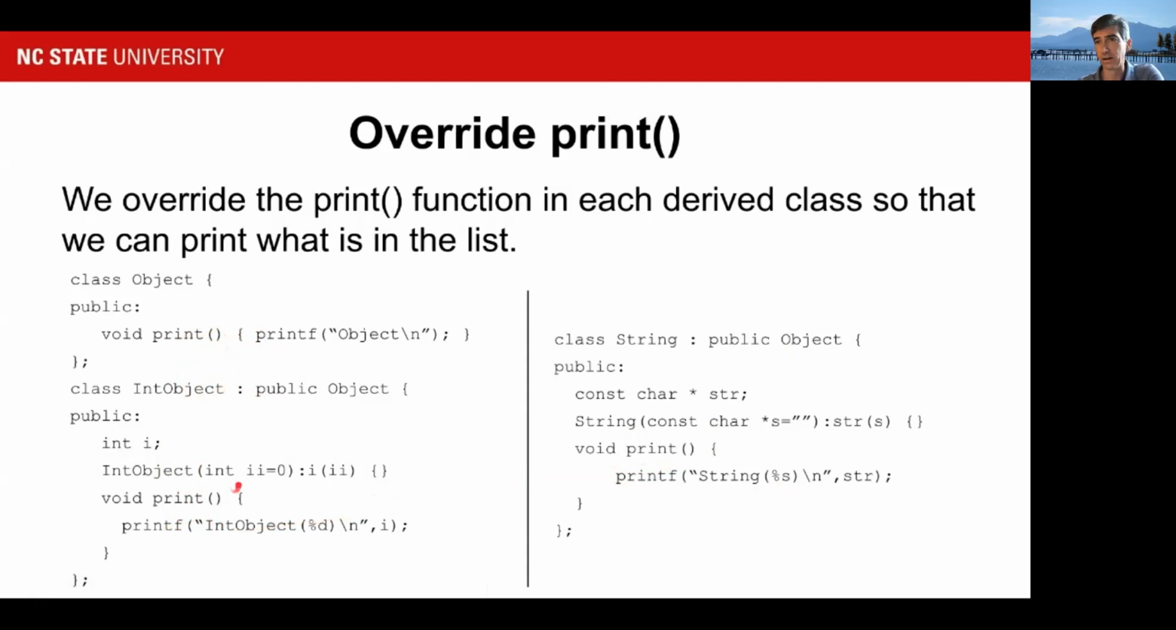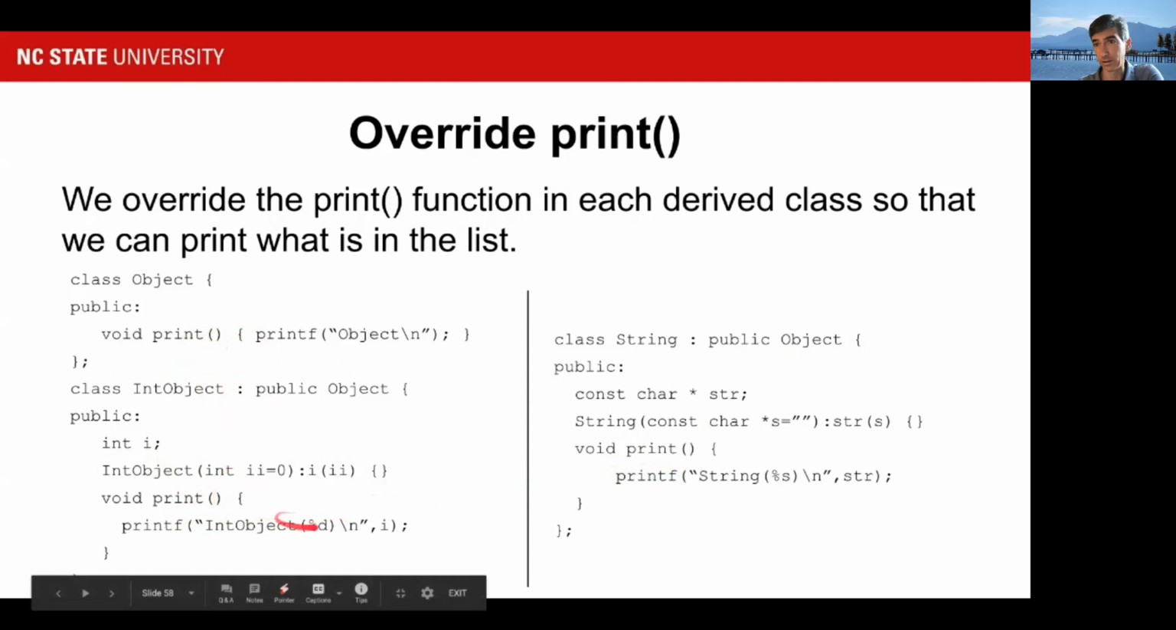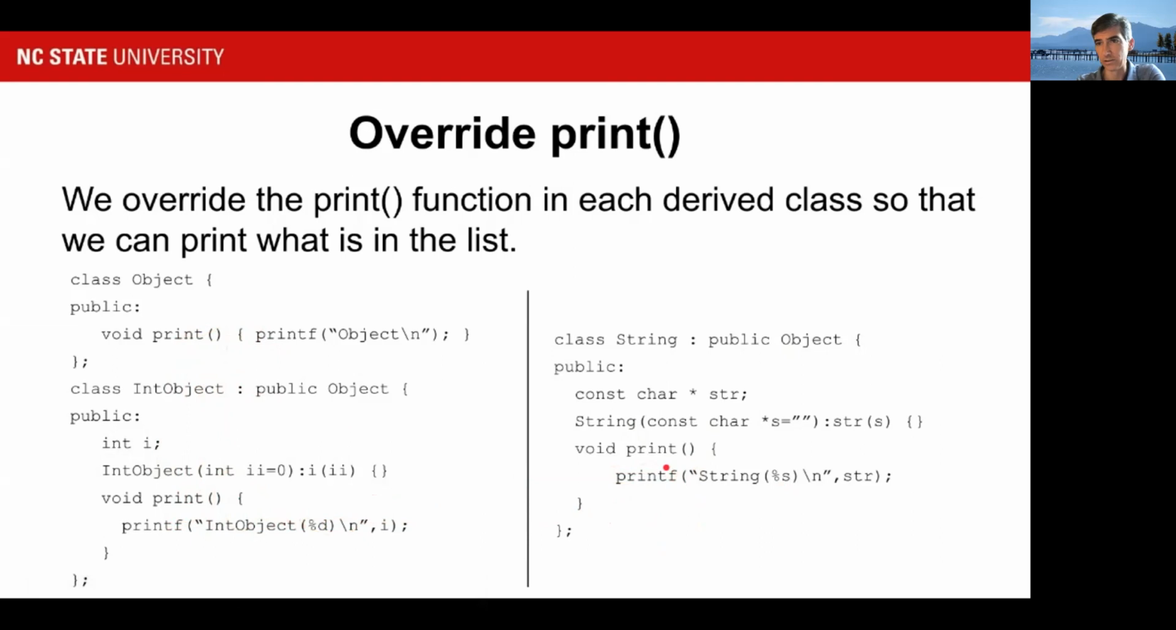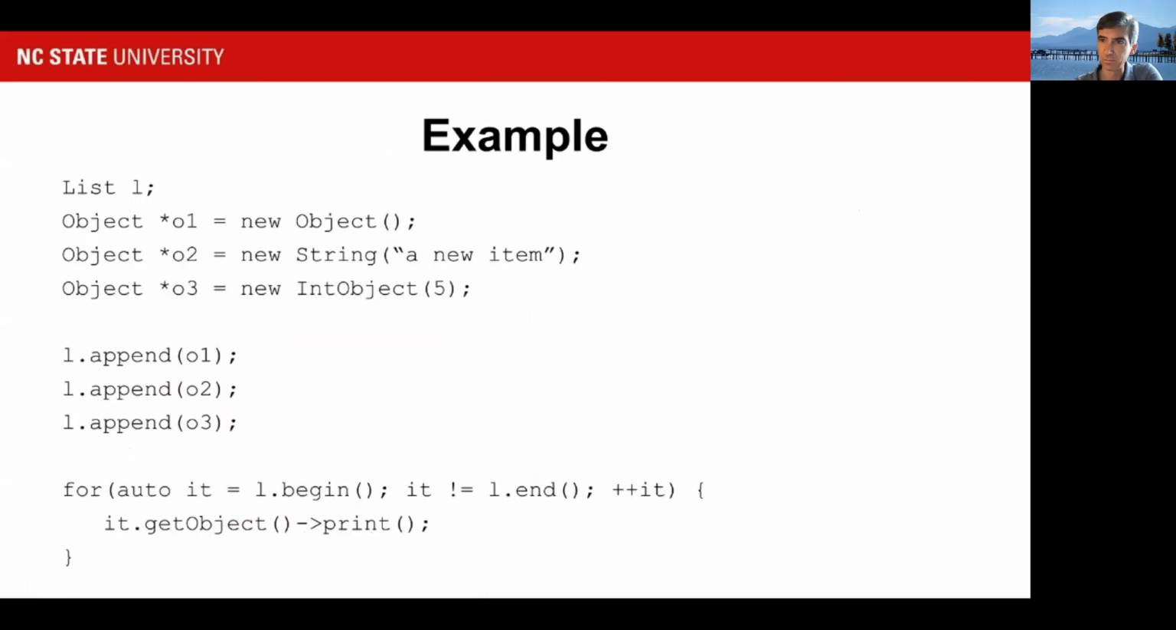So when I call print on an object, I want to see the derived type behavior, right? When I store a bunch of things in my list and there are all these different kinds of objects, I print out exactly what kind of object it is.